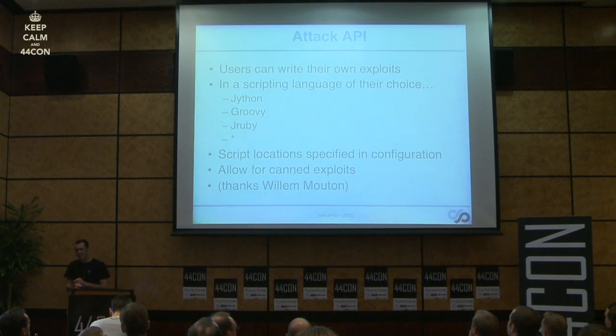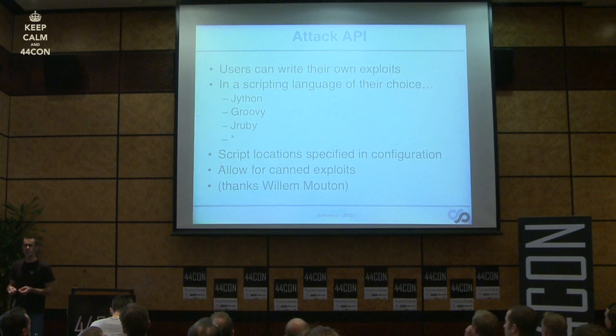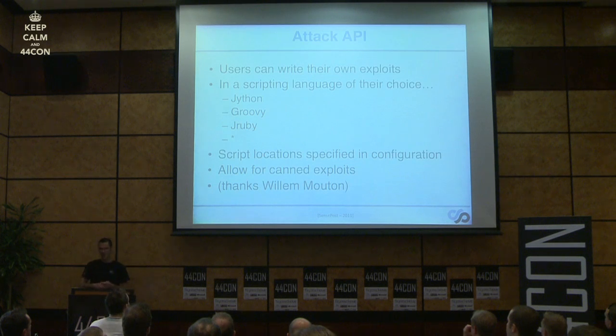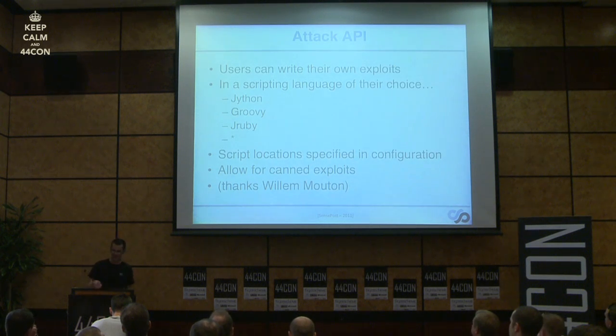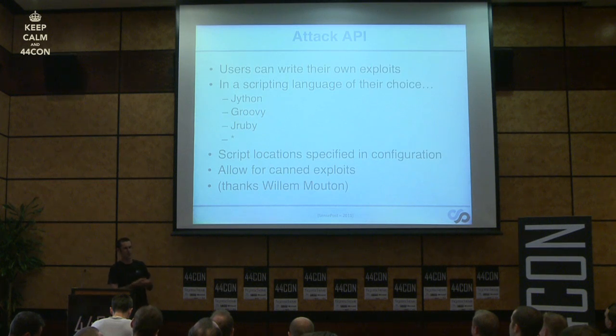Right. In addition to this, we provided it with an attack API, which Villiers, one of my colleagues, actually helped me with. But basically, it means that once you've identified potential shortcomings, you can write your own exploits in a scripting language of your choice, provided it's a Java-based one, one which supports Java, like Jython, Groovy, and JRuby. All you have to do is dump the jar file into the class path, and it would theoretically work. The scripts exist in a specific location that's specified in the configuration of SAP Prox, and this allows us canned exploits.